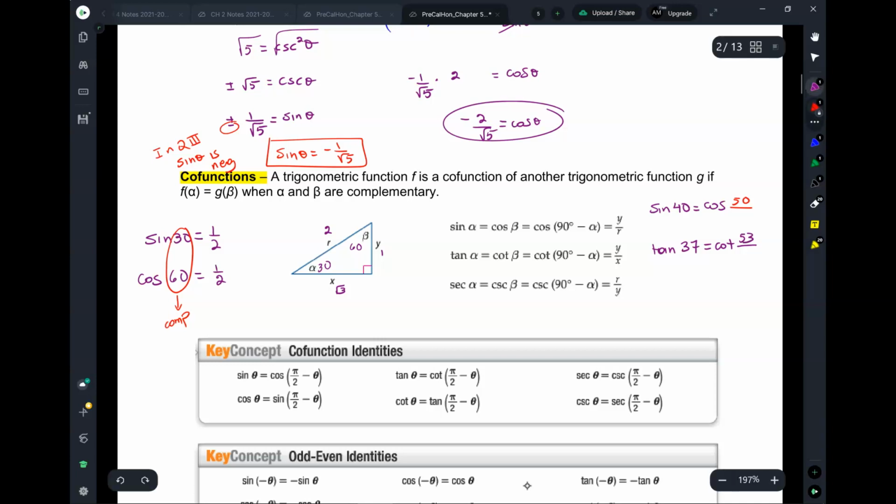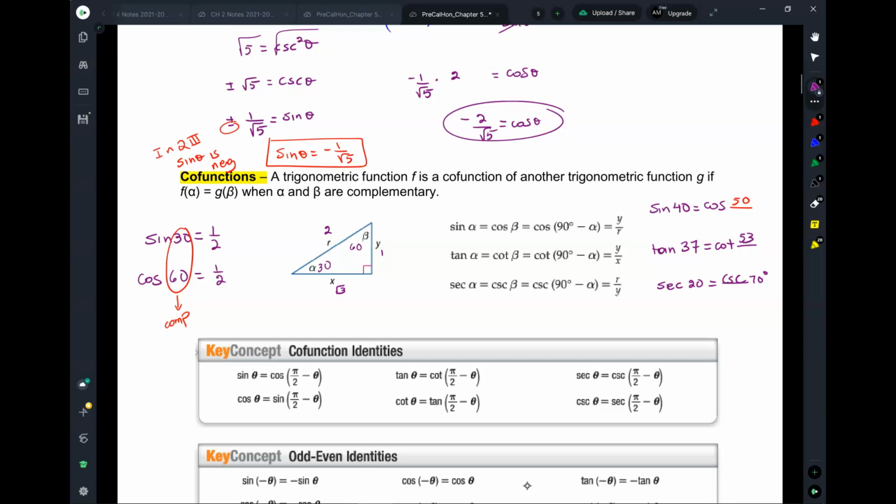So secant of 20 is what of 70? Secant, cosecant. Okay, so you see where the relationship lies? It's the sine, cosine, secant, cosecant, tangent, cotangent. That's why they have the same name.